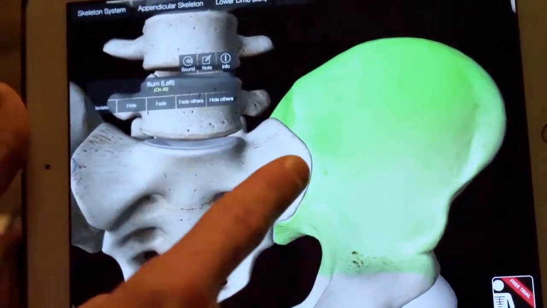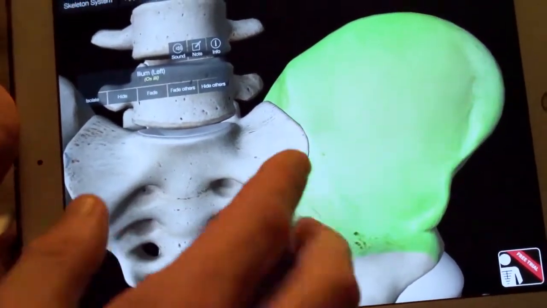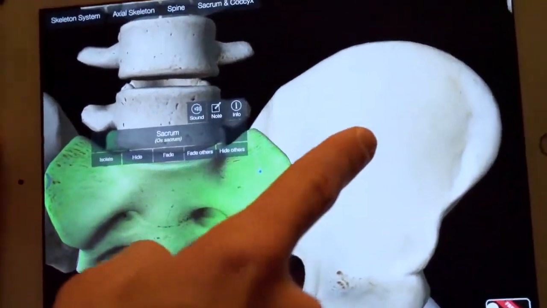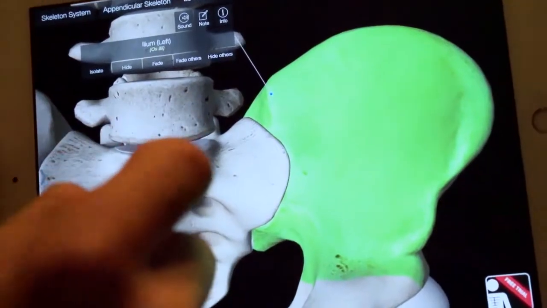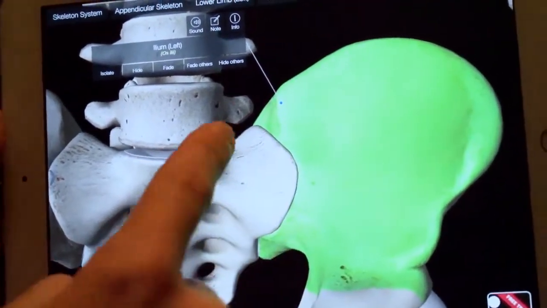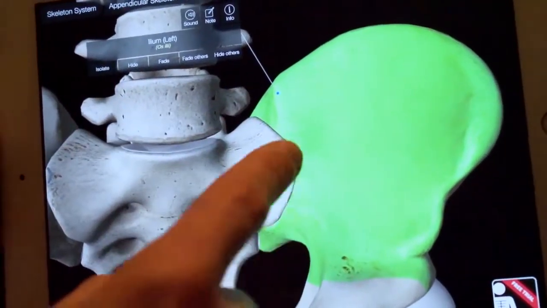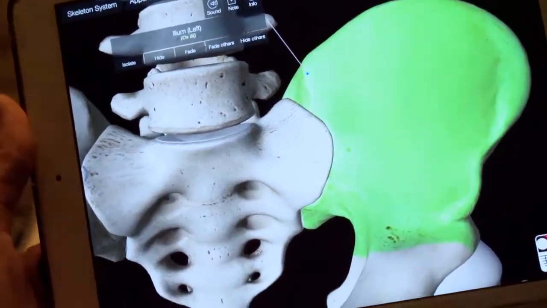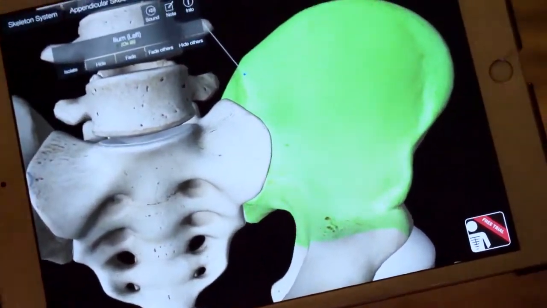So the name of this joint is really easy because it's named after the bones that are making this joint. This is your sacrum. This is your ilium. Remember, this is the ilium bone. That's part of the os coxa. This is called your sacroiliac joint, the joint that's made between the sacrum and the ilium. So that's all the structures you need to know for the os coxa.